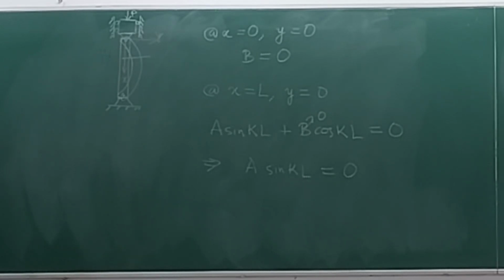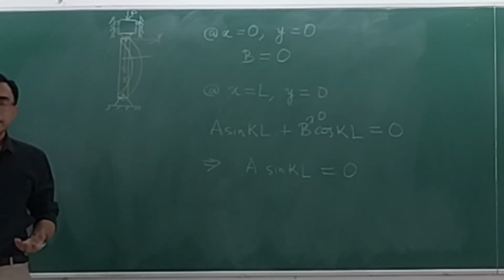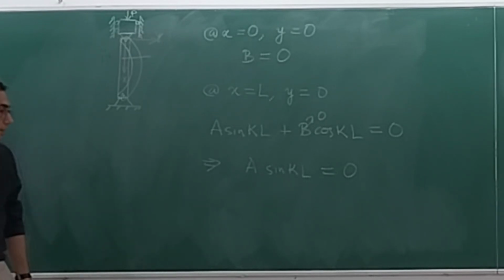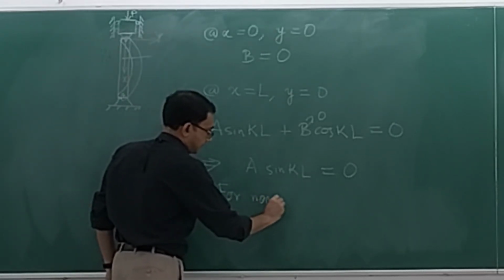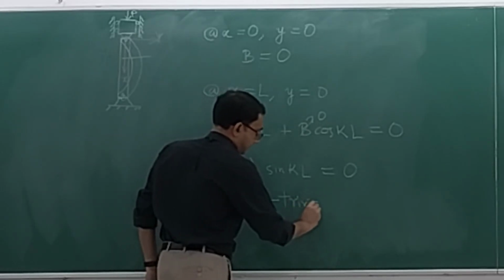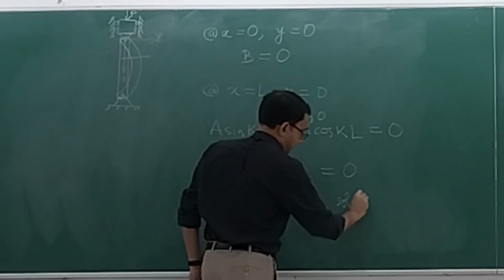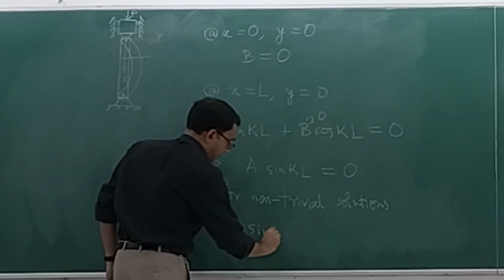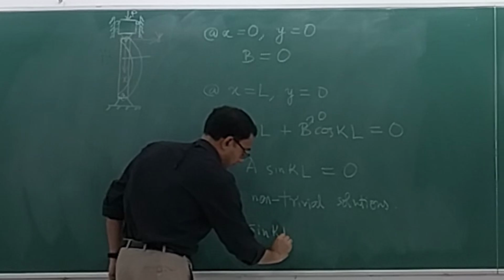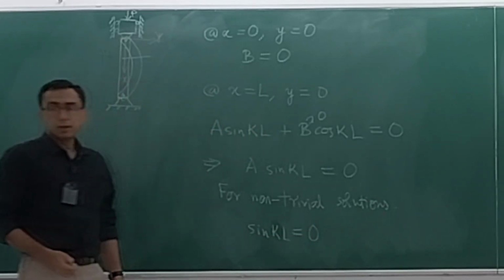It is a boring solution. We are not interested in that. We understand that it exists. It is very much correct, but we want to go beyond that. So what are the conditions under which we are not going to have trivial solutions? For non-trivial solutions, sin KL equal to 0.